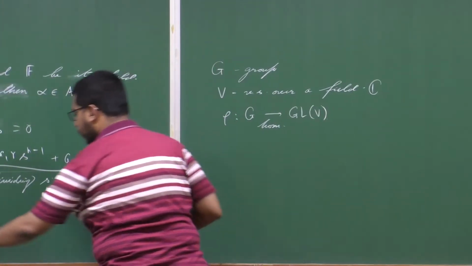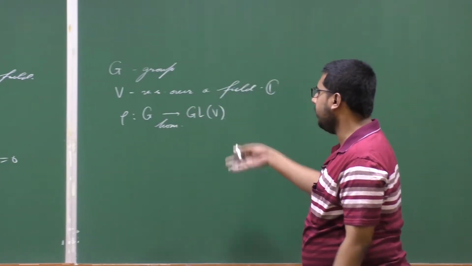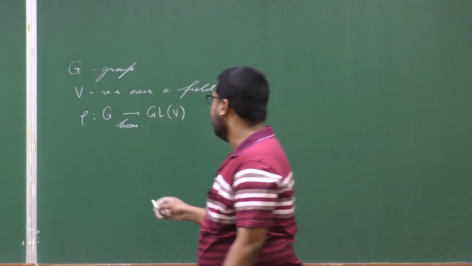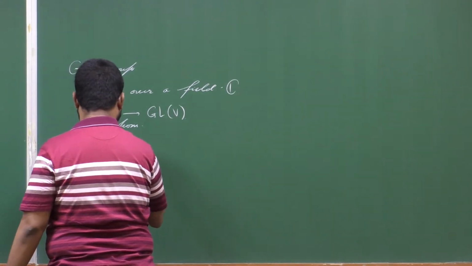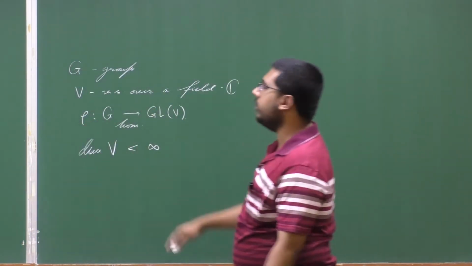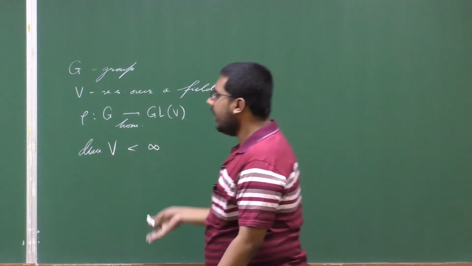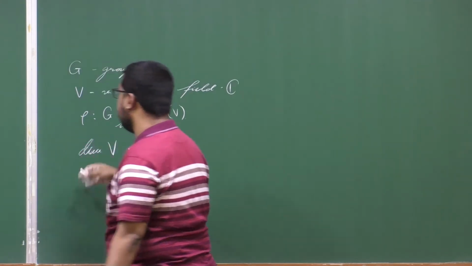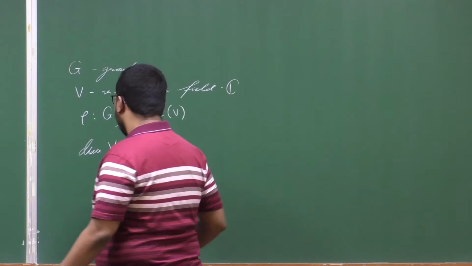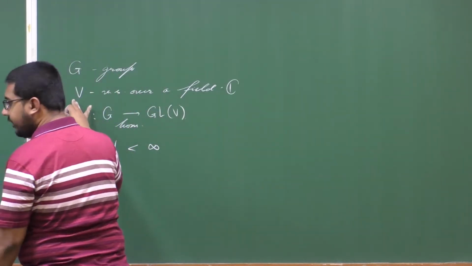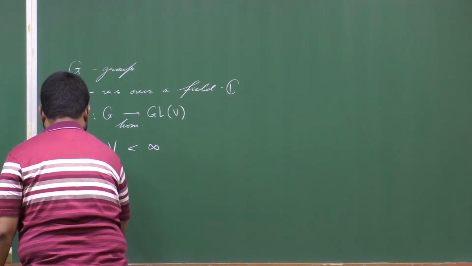So therefore, consider, but however, you can see that whatever we are going to define, I should also assume that this is finite. So whatever we are going to do, you can immediately see that the definition that you are going to make also holds for any representation over any field, as long as the vector space is of finite dimension. Okay, so let me define the character of a representation.